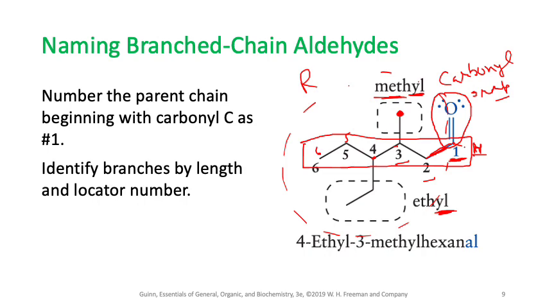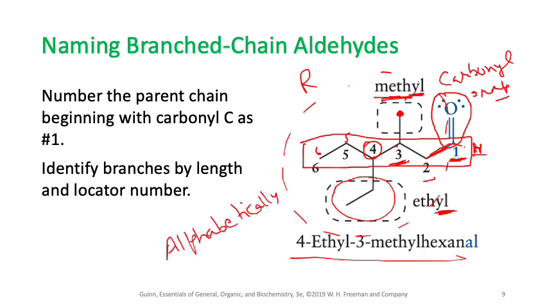On the third carbon you have a methyl group, on the fourth carbon you have an ethyl group. So how are you going to name it? Even though ethyl comes on the fourth carbon, whenever you write a name, you always write alphabetically. So ethyl, E comes first, then M, methyl. So we write on the fourth carbon an ethyl group, then on the third carbon a methyl group.